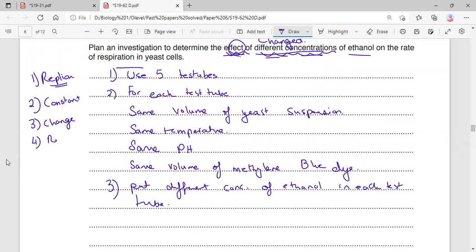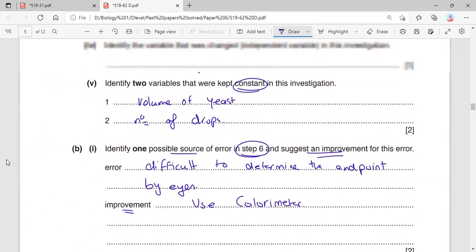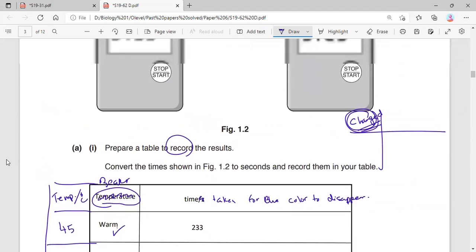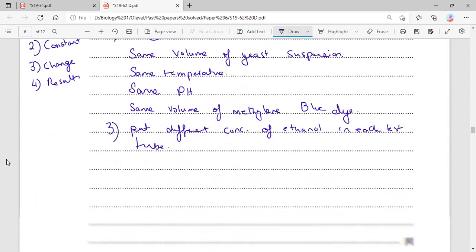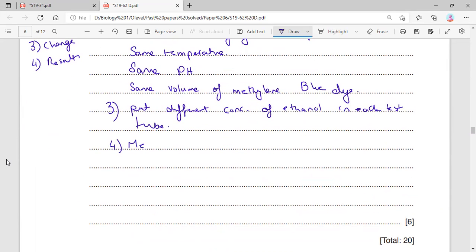Number 4, you put the results, not the actual results. I just need to know how will you measure your results. For this experiment, you will do the same as he did before. What was the results he was measuring? He was measuring the time taken for the blue color of the methylene dye to disappear. Yes, so I will also do the same. Measure time taken for blue color to disappear.